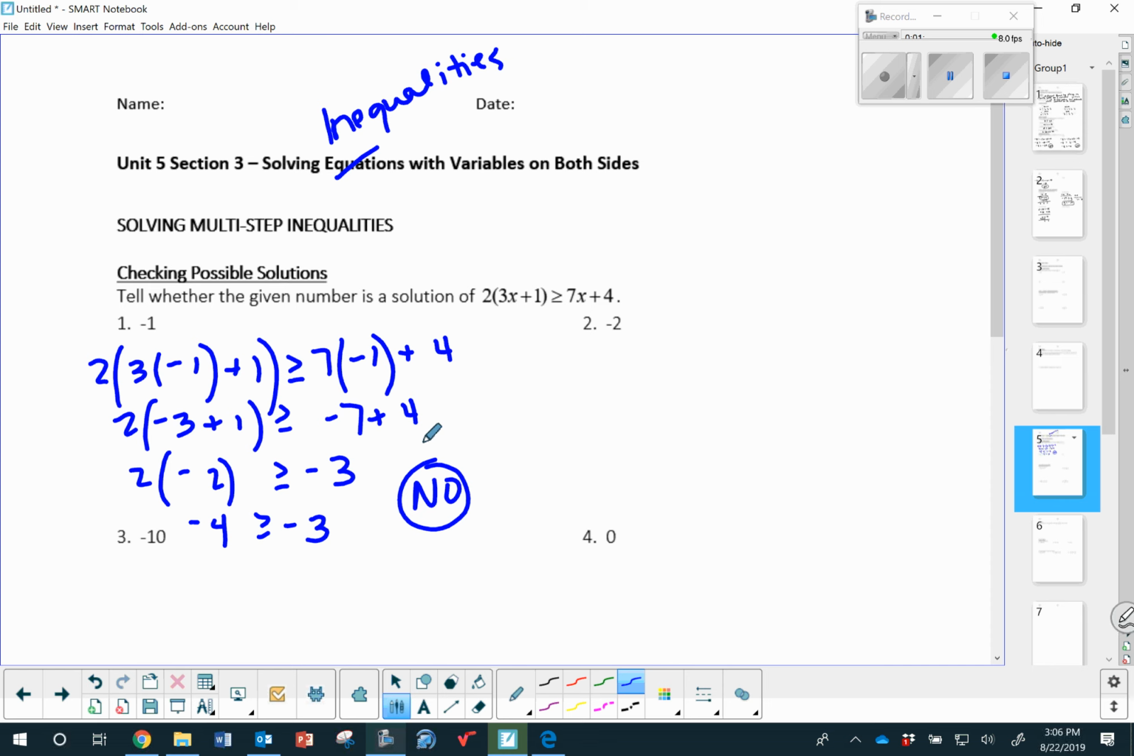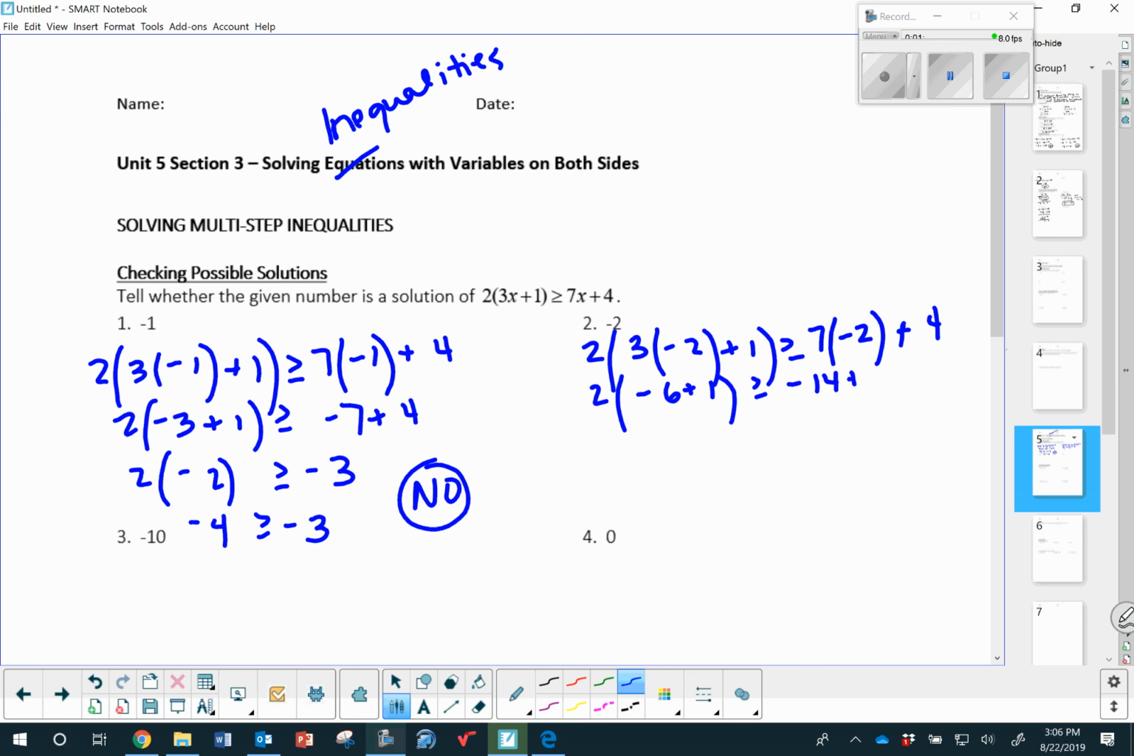All right, we're going to do the same thing with -2. So 2 times (3 times -2 plus 1) is greater than or equal to 7 times -2 plus 4. This would be 2 times (-6 plus 1) greater than or equal to -14 plus 4. This is going to be 2 times -5, which is -10, is greater than or equal to -10, so yes, this one is true.